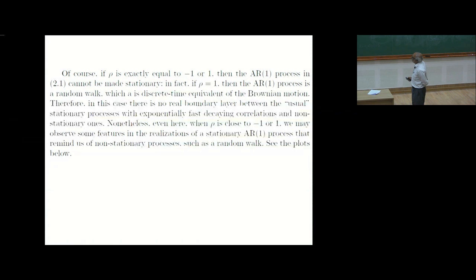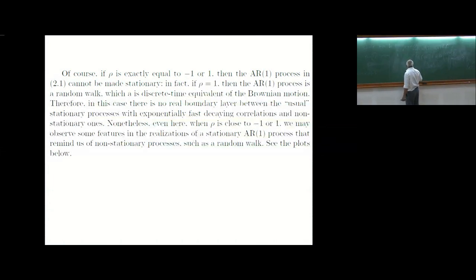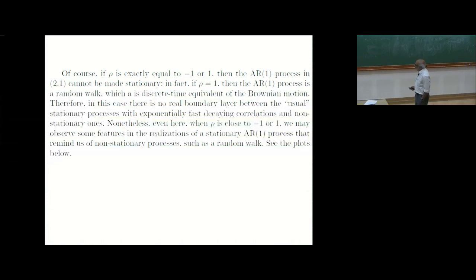Then as we go to rho equal to 1, there is no real boundary layer between the usual stationary processes. This is again high school stuff, in the sense that whenever we integrate 1 over x to the power alpha from 0 to 1, suddenly when alpha equals 1 it becomes infinity. When alpha is strictly less than 1, it is a finite quantity. So as it approaches 1, there is no singular behavior. That's exactly what he's saying here, that there is no real boundary layer between the usual stationary process, which is decaying exponentially fast, and so on.